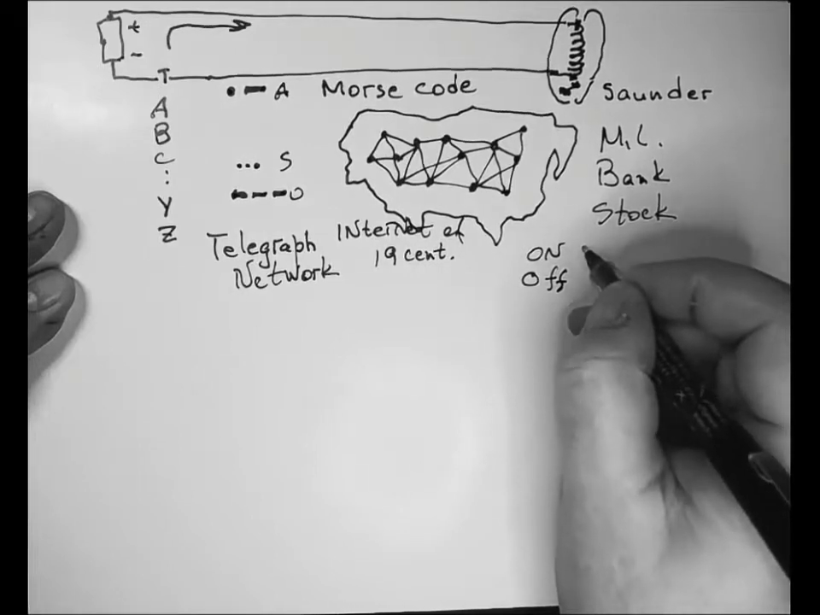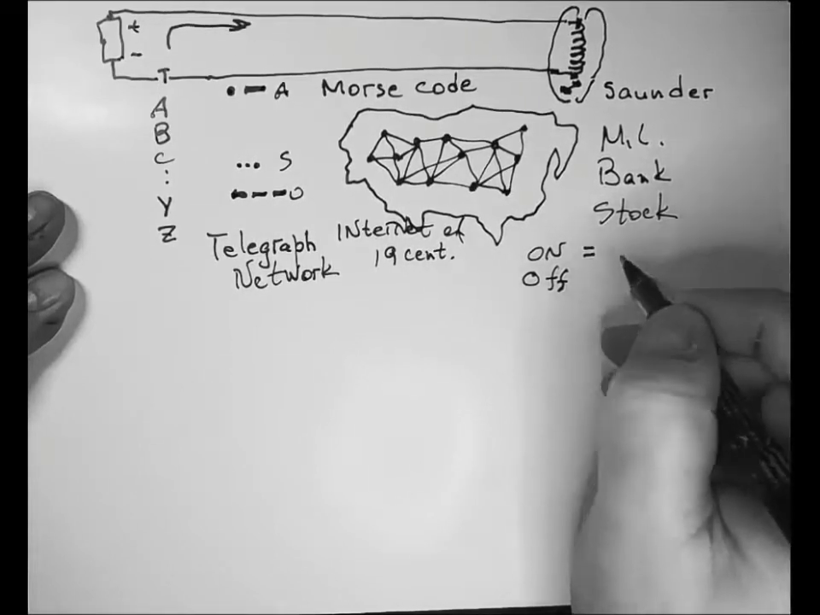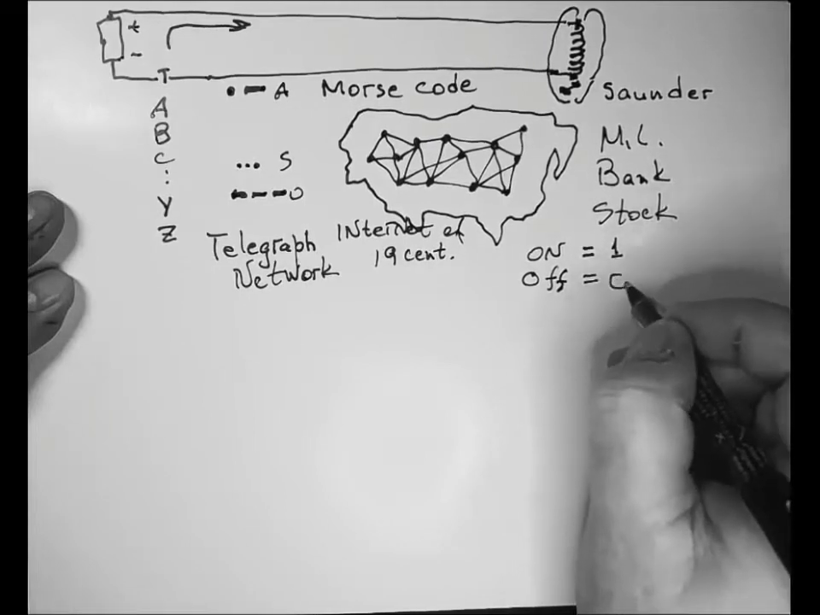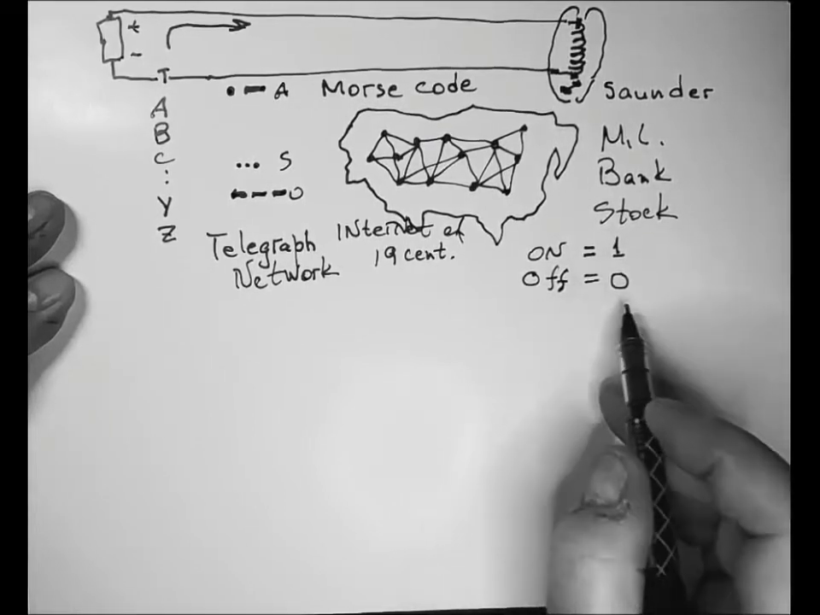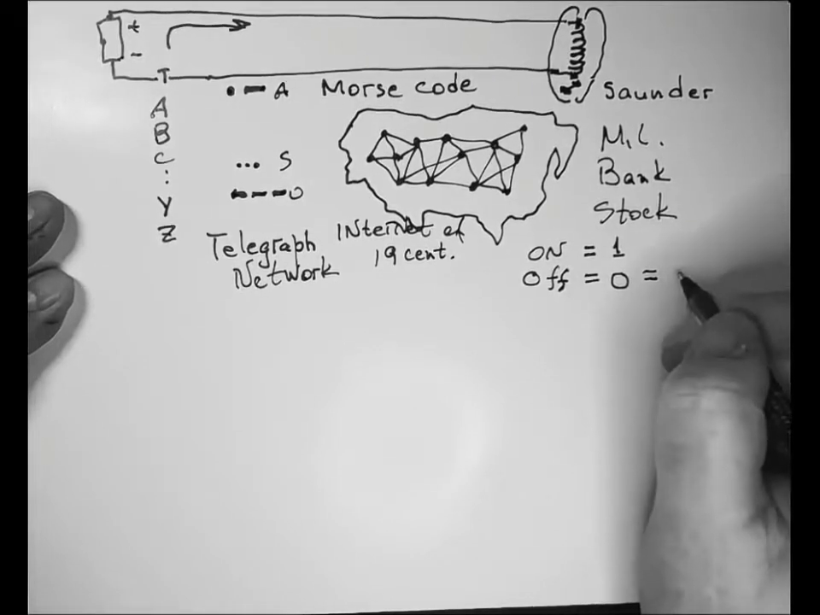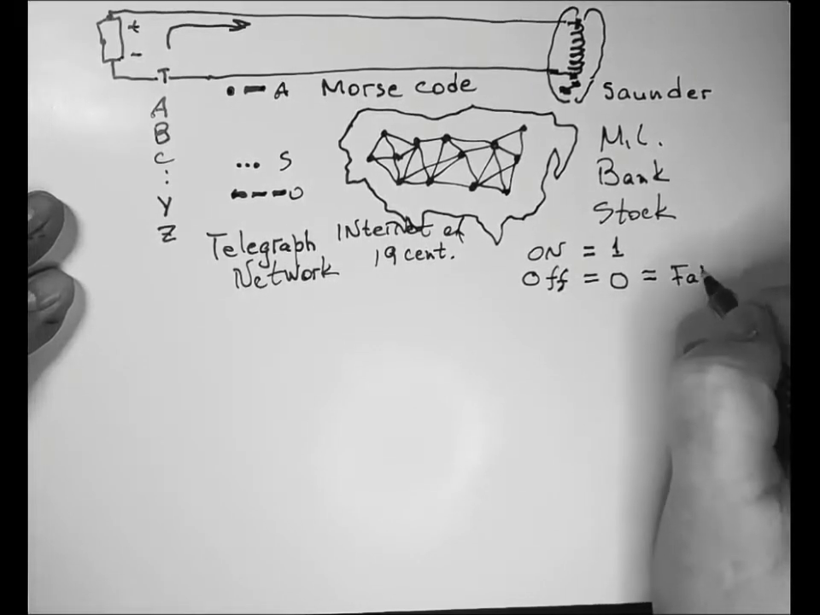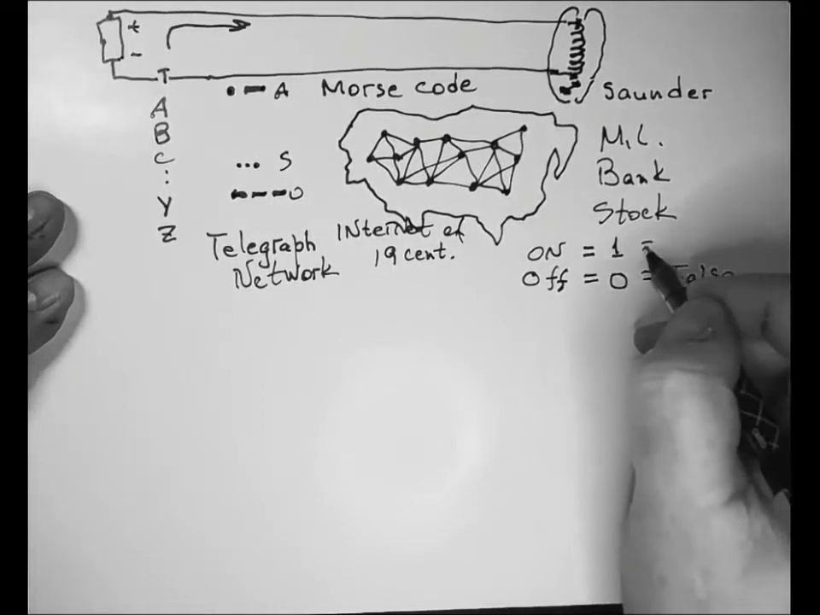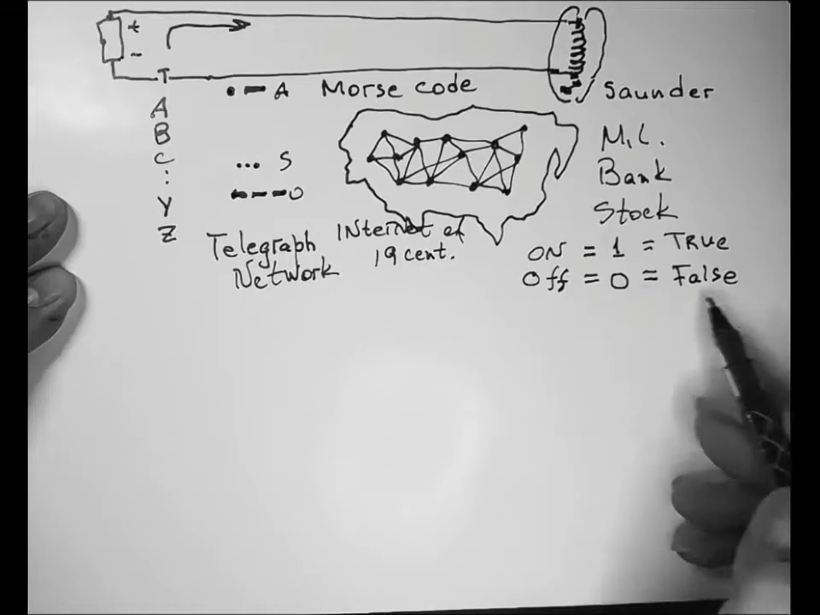Folks, they named on as 1 and off as 0. Off as 0 could also be interpreted as false in the logical sense, and on is true. Why is 1 true and 0 false?